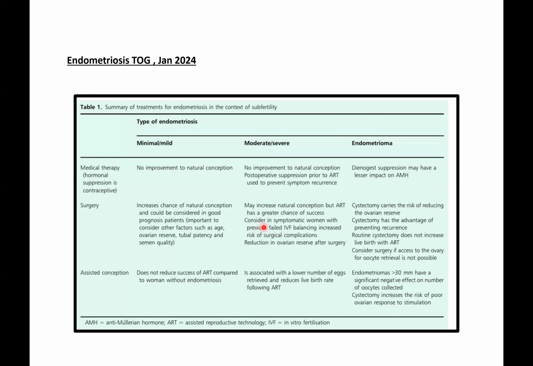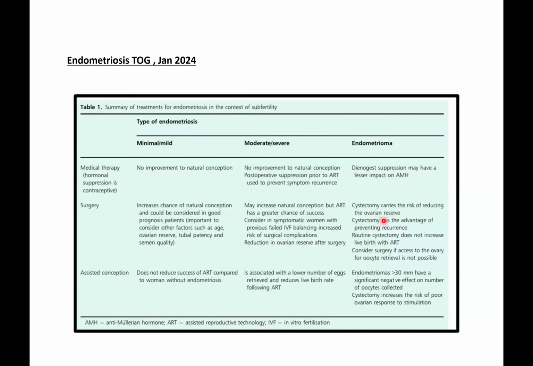Why? Because surgery is considered in symptomatic women with previous failed IVF. Also ask whether you had any children or any previous test tube baby. Surgery will cause reduction in ovarian reserve. If there is endometrioma, and even if endometrioma is not so much painful, maybe accidentally found or whatever it is, or mild pain, in that case also, what they say, if it is less than 3 centimeters, you can refer to the fertility specialist first.